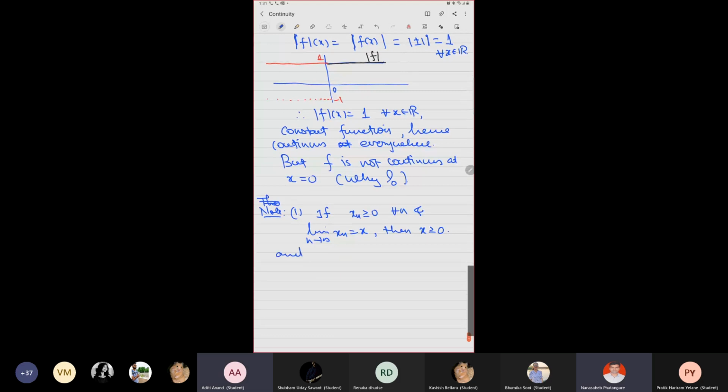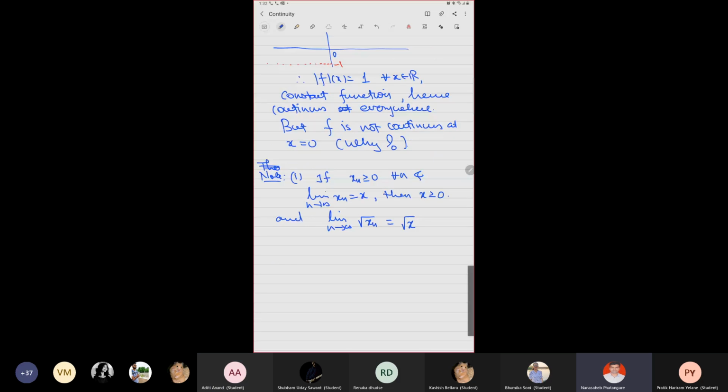Yes, sir. Can you think about the limit of square root of x? Can we think about the limit of root x? Does this limit make sense, or does this limit exist? Yes, it is root x, because each x_n is non-negative, so we can take the square root, and the limit is the square root of the limit of x_n.